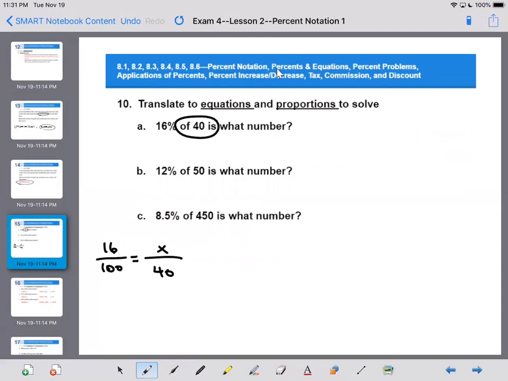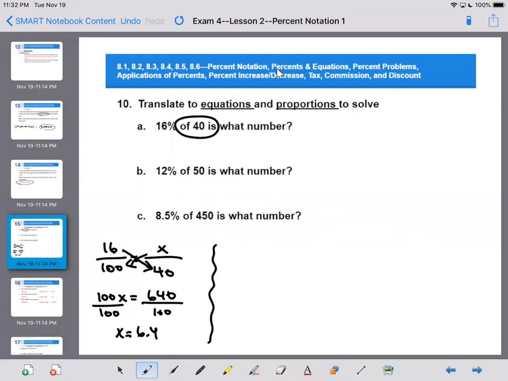What we've learned previously about solving proportions is cross products: 16 multiplied by 40, and 100x. 16 multiplied by 40 gives you 640. Then we divide by 100, so x would be about 6 4/10. 6 4/10 out of 40 is 16%.